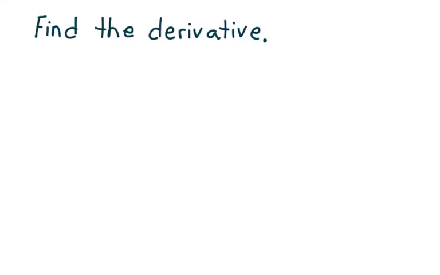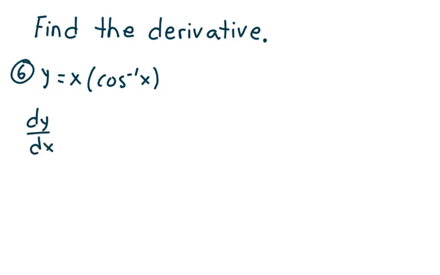This is a video from my Calculus 1 Exam 2 review. The directions say to find the derivative, simplify your answer where appropriate. Let's take a look at problem number 6. In problem 6, we have y equals x times the inverse cosine of x.